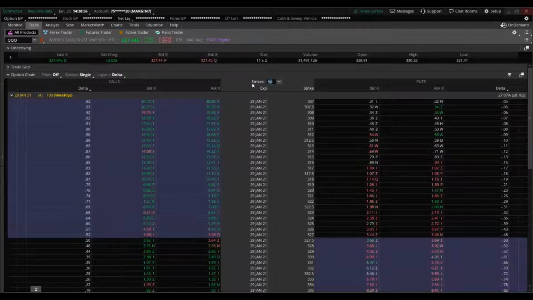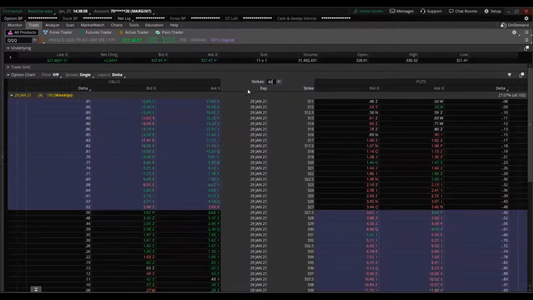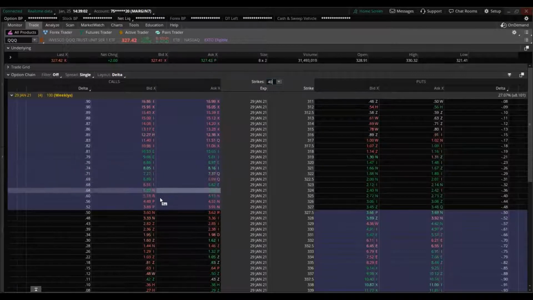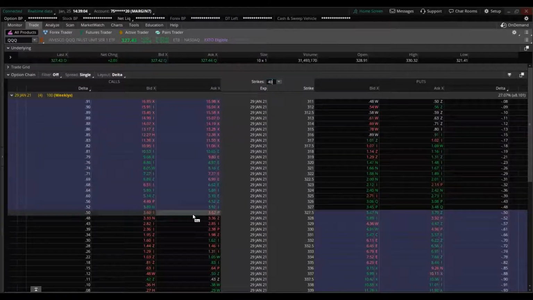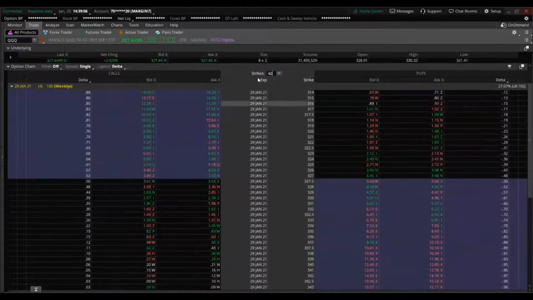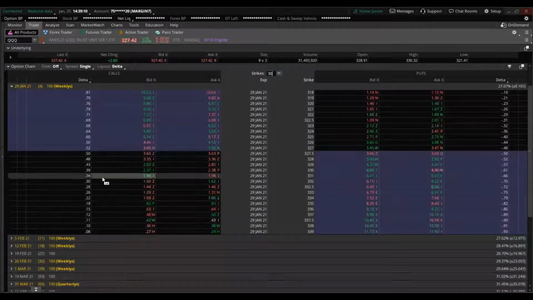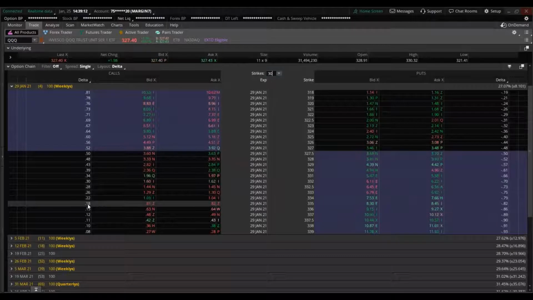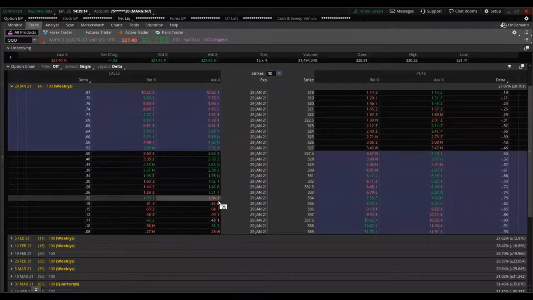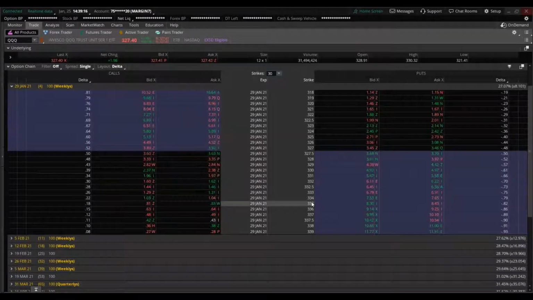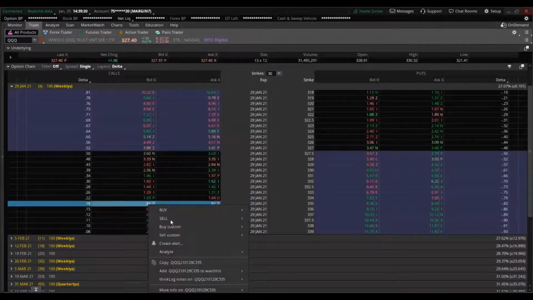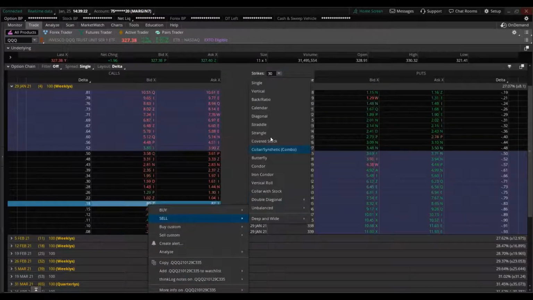Let's narrow this down a little bit more. So maybe you're more bearish on this one. So let's go look for the nearest 20 delta. Let's narrow this down a little bit more. Here we go, the 18. And it's the 335 strike. So if you're bearish, this would be a bear call spread.